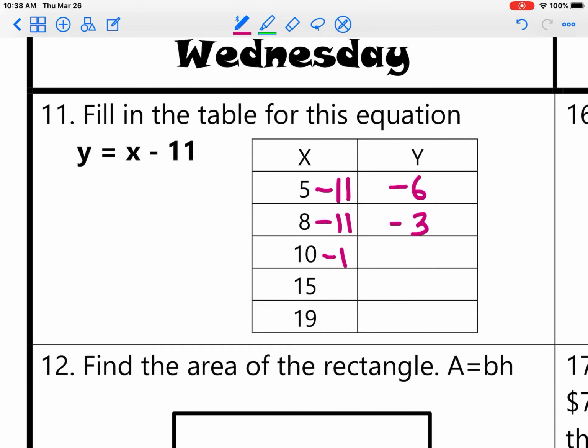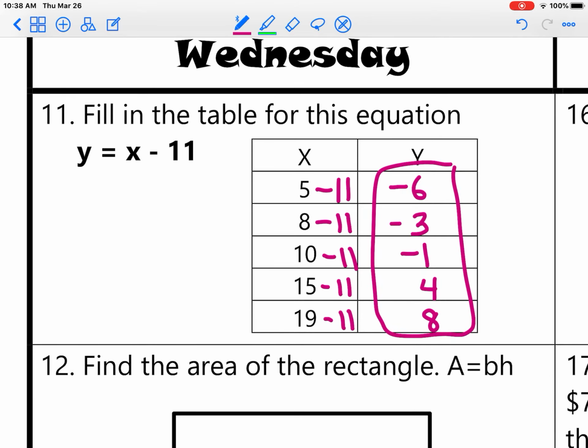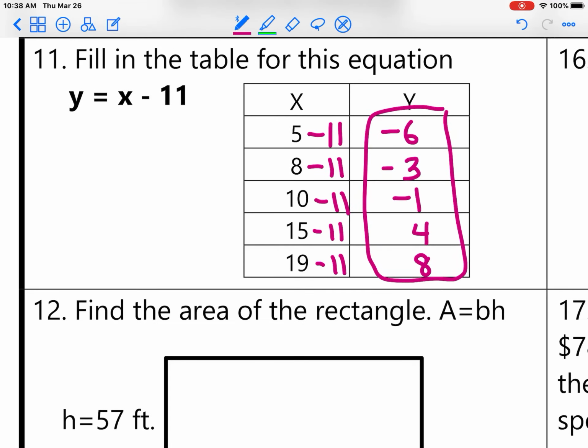Okay, this x is 10. 10 minus 11, well, the difference of 11 and 10 is 1. So because you have to pass 0 to get negative 11 spaces away from 10, it's negative 1. And then the rest of them are just simple subtraction. 15 minus 11 is positive 4, and 19 minus 11 would be positive 8. There you go. That's the numbers that you should put in your table, and take a picture of this and upload it with your assignment.